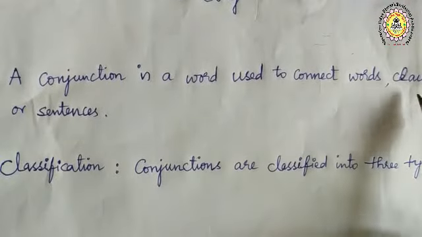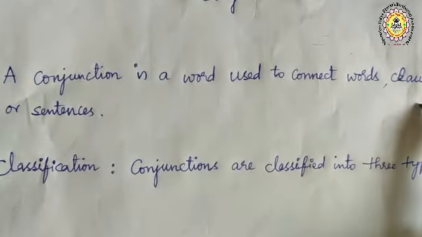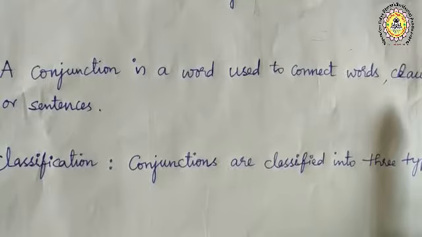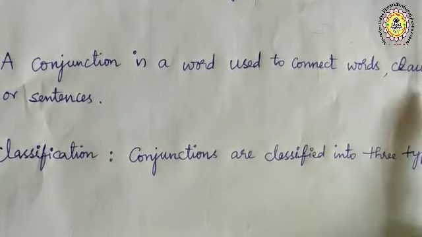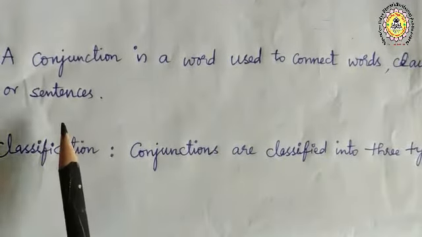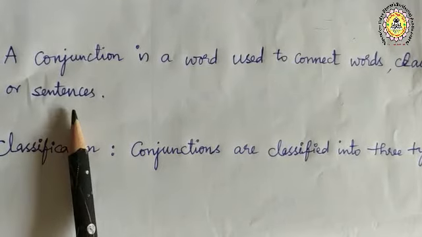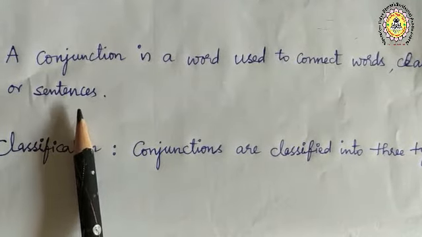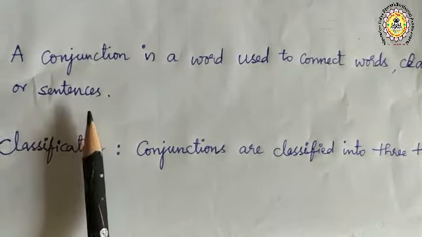First of all let me say what is a clause. A clause is a part of a sentence which has a subject and verb. And let me tell you what is a sentence. A sentence is a group of words which makes a complete sense.